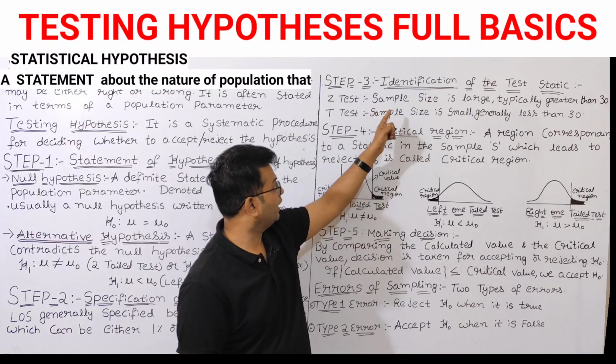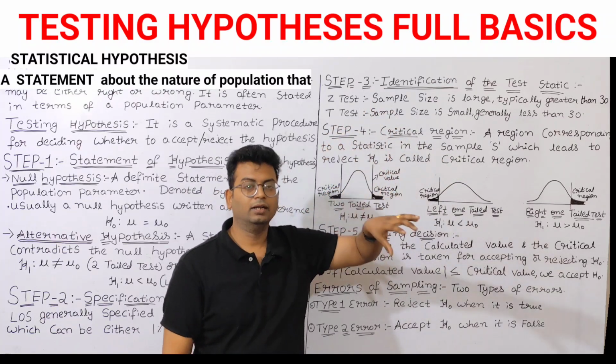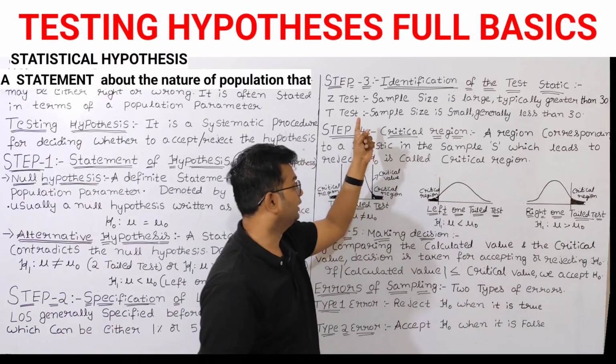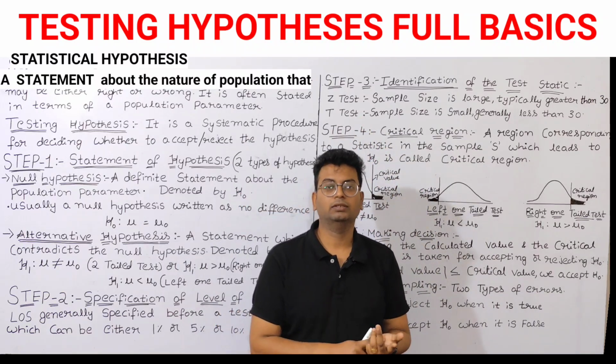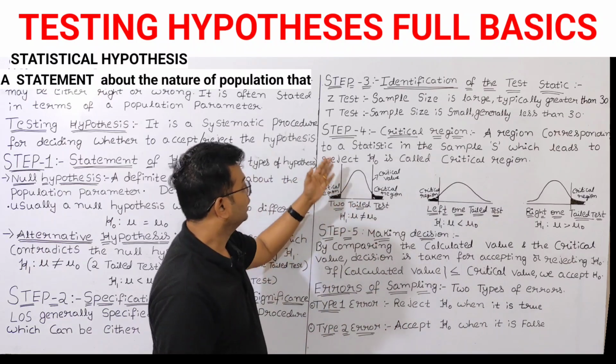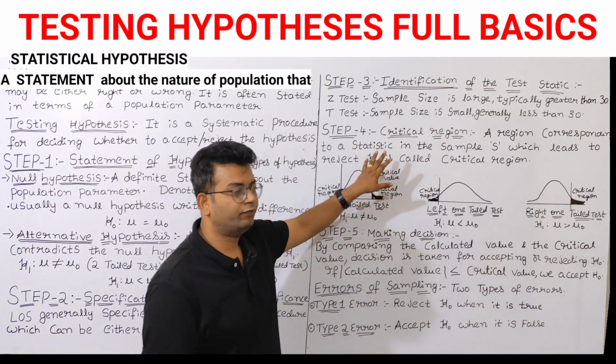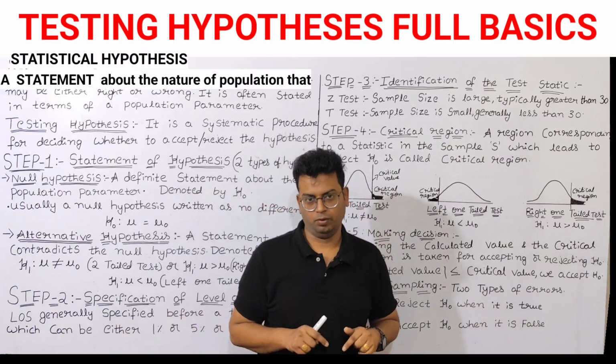Once we identify the test, we are supposed to use that formula. If it is the Z test, you have to use the Z formula and the Z tabular form. Next, the step for the critical region: we have to identify the critical region from the tabular form.